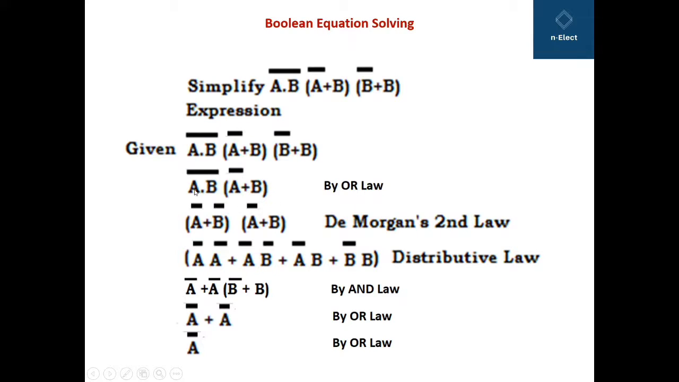Now here we are applying the second De Morgan's theorem again to this (A dot B) whole bar. So we will get this term as A bar plus B bar into second bracket A bar plus B. Now again we are applying the distributive law to this. So we are multiplying the terms in this bracket by the terms in the second bracket, and we will get A bar plus A bar dot B bar plus A bar B plus B bar B.